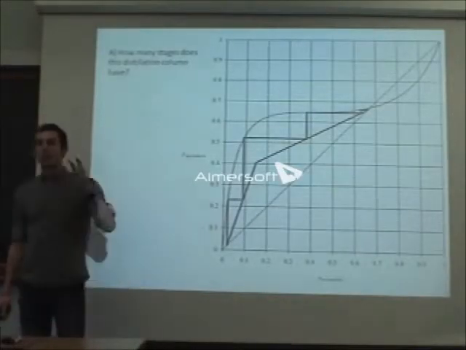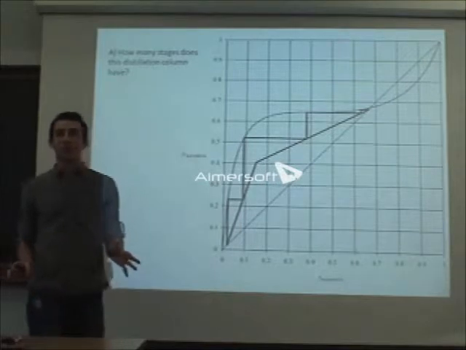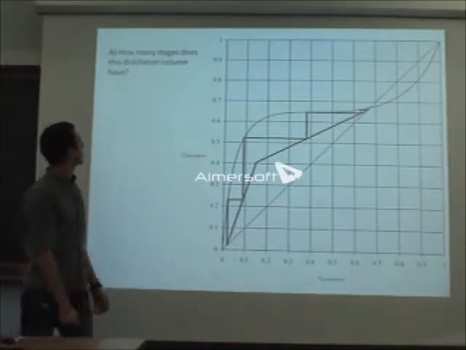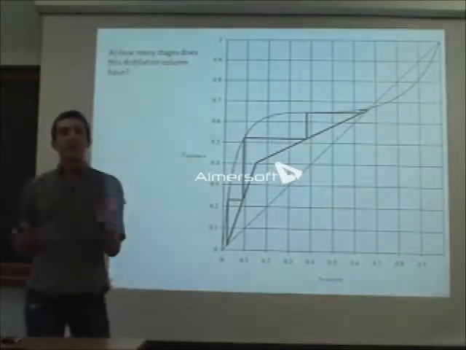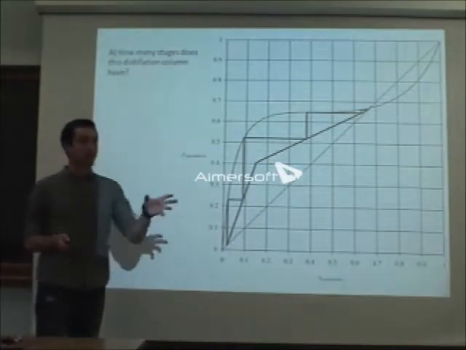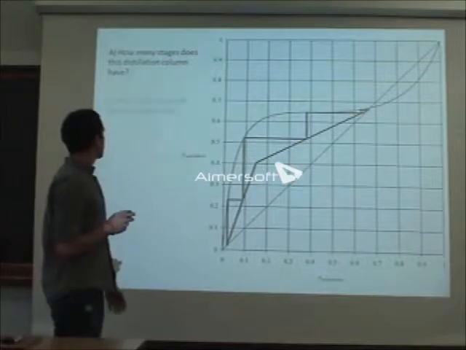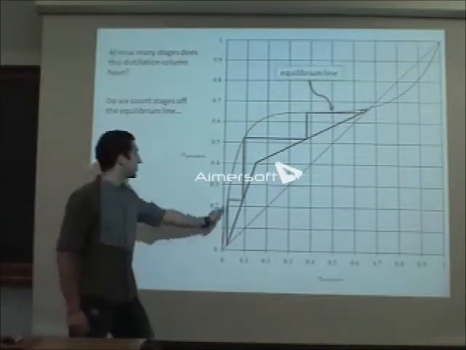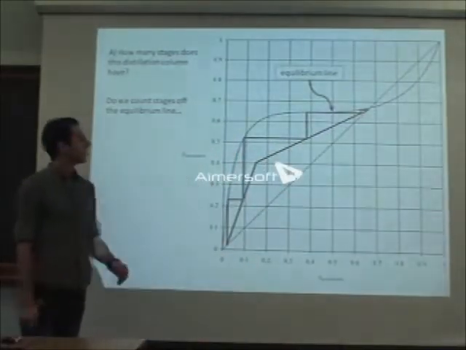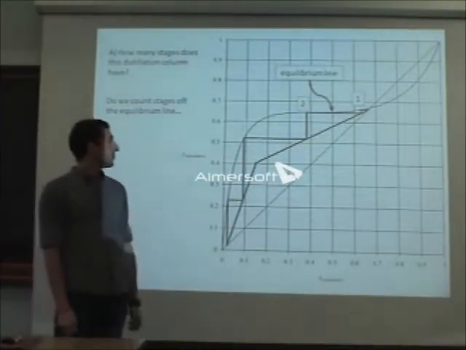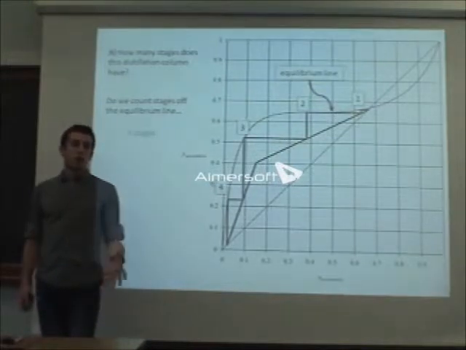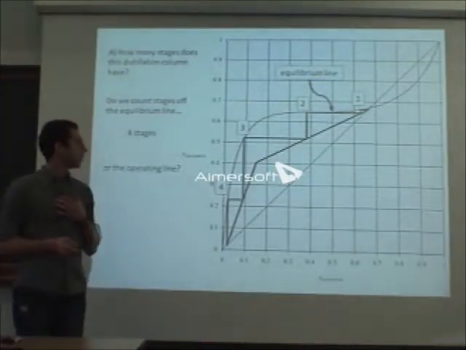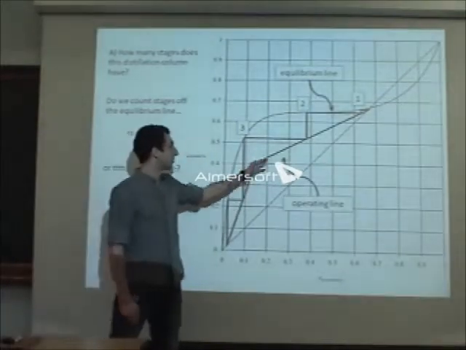Okay. So there's a lot of parts to this problem, but hopefully they don't take too long. The first problem says, how many stages does this distillation column have? I'm going to show two different ways of doing it, and then you guys are going to tell me which one's right. So we're going to count stages off the equilibrium line, which is this curvy graph. Or are we going to count the stages off the operating line, which are these lines right here?